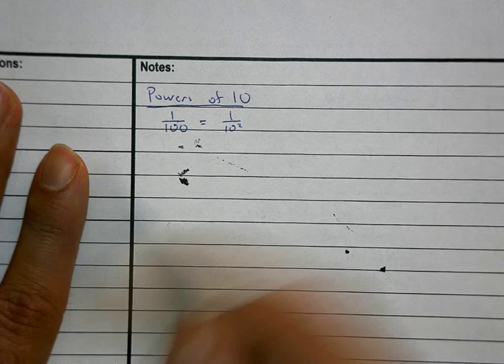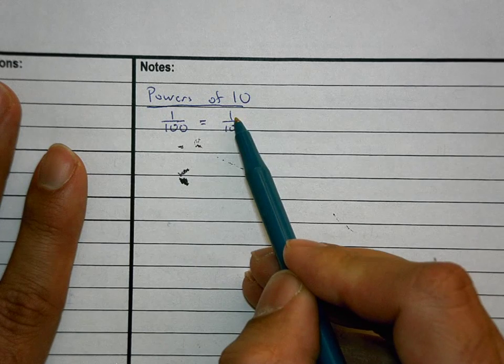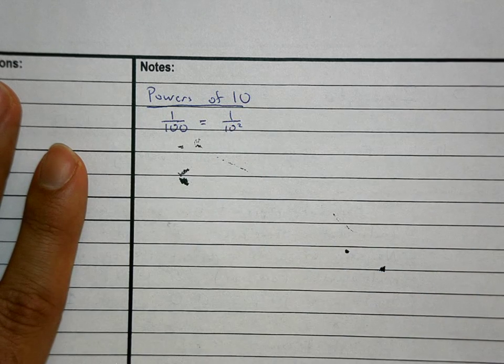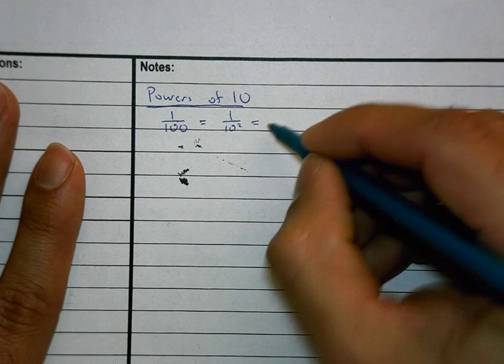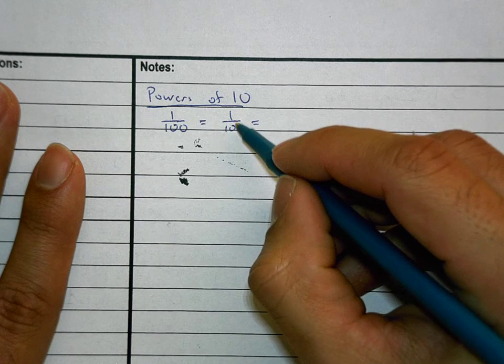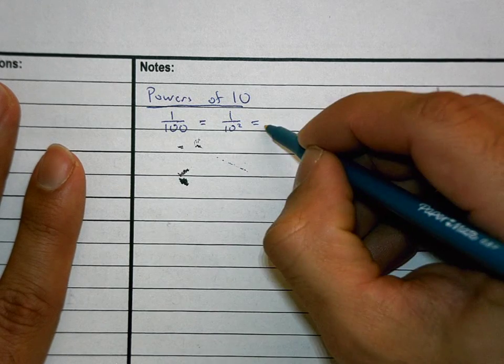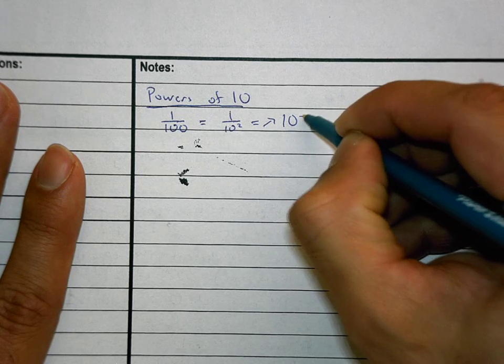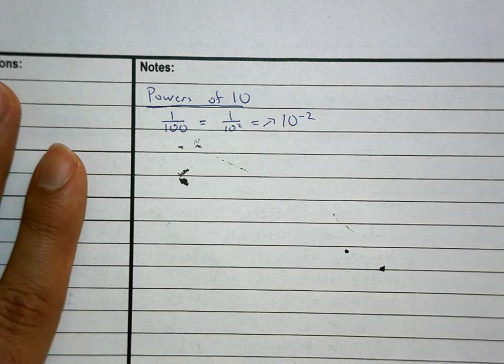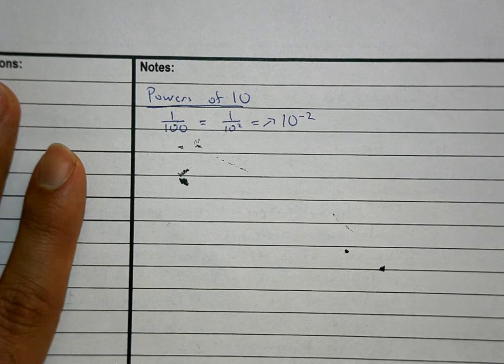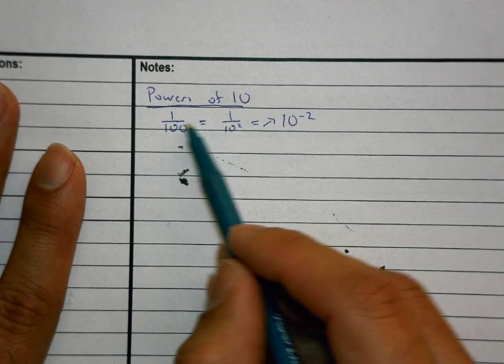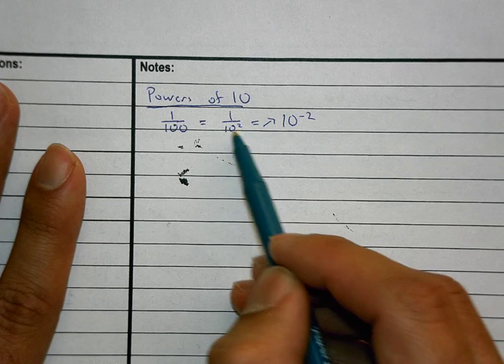1 over 100 is the same thing as 1 over 10 squared because there's 2 zeros, which also means, because it's 1 over 10 squared, if it's a positive exponent in the denominator, we could also move it up and have it as a negative exponent in the numerator. This is the same thing as this, which is the same thing as this.